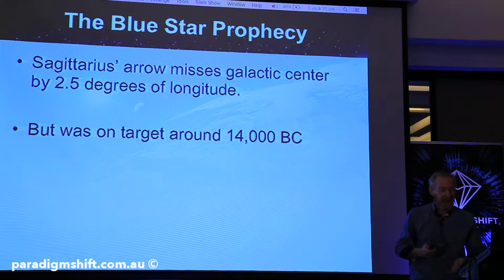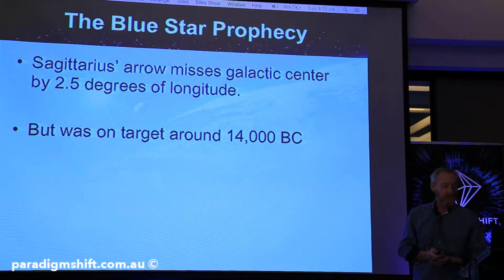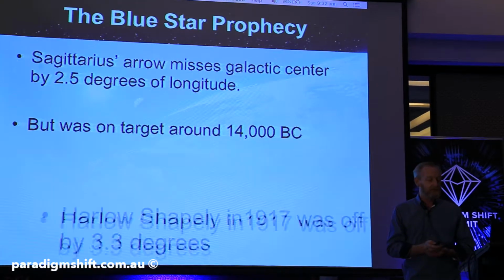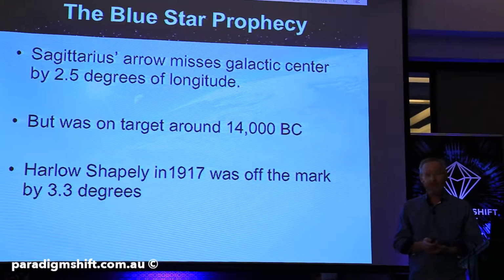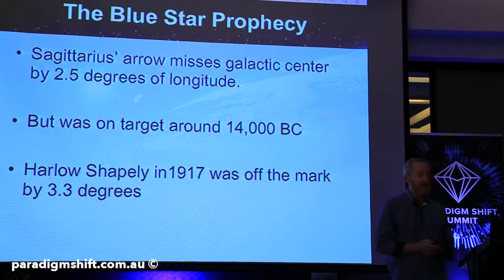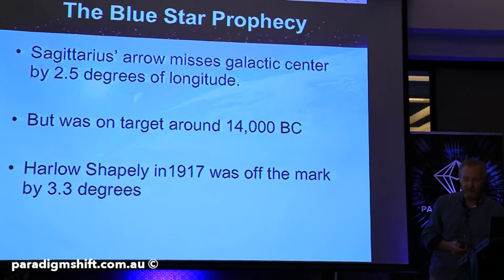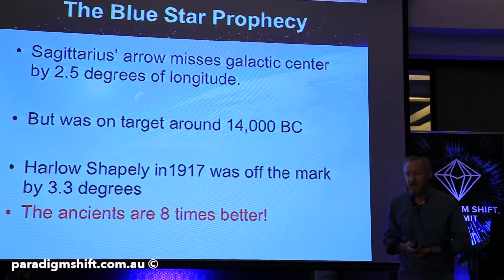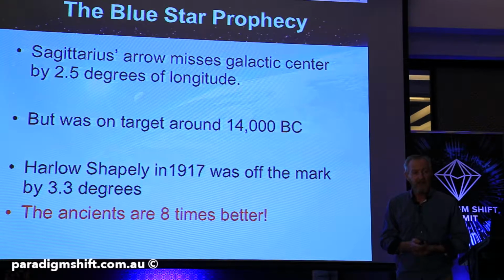So Sagittarius now misses the centre by 2.5 degrees, but it was on target 14,000 years ago. And Harlow Shapley was the guy in 1917 that first discovered where the centre of the galaxy is, but he was off by 3.3 degrees. So what's amazing with that is the ancients were 8 times better than they were in 1917, right?